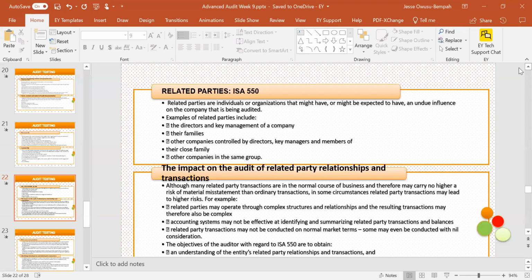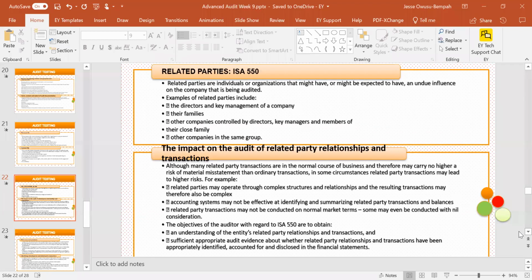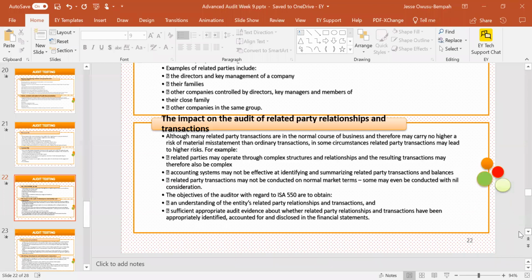Okay. Now let's talk about ISA 550, related parties. Related parties are individuals or organizations that have an undue influence on the company being audited. Examples of related parties include families and all that. We all know about related parties, so let's look at the impact on the audit of related party relationships.